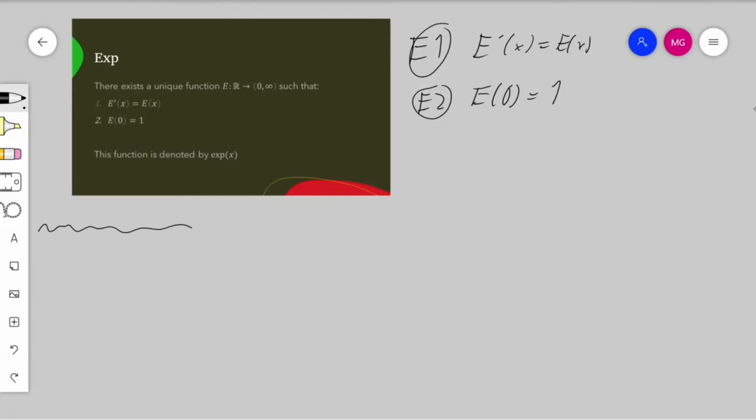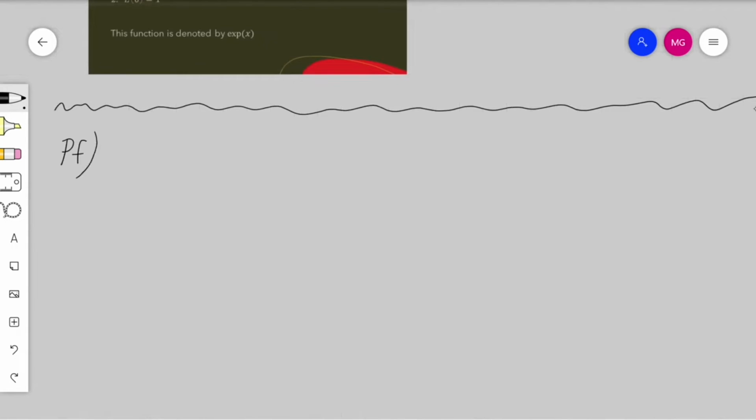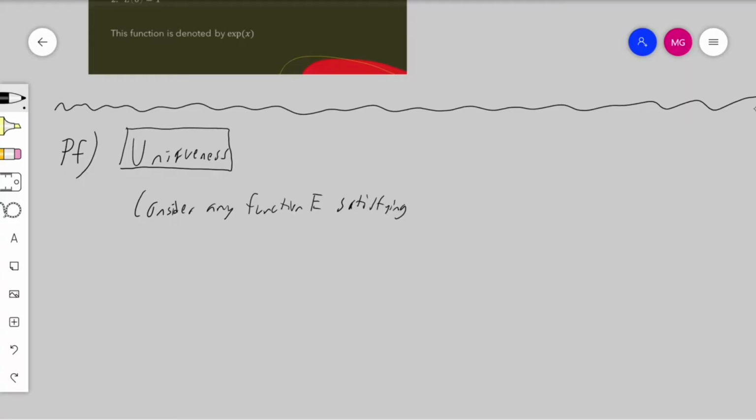And just as in the case when we were proving the unique existence of the log function, what we're going to do in this proof is start by assuming that some function satisfies those properties, and then we're going to prove uniqueness first. So we're going to show that if a function satisfies these properties, there can only be one such function. So first of all, we'll consider any function e satisfying the properties e1 and e2 above.